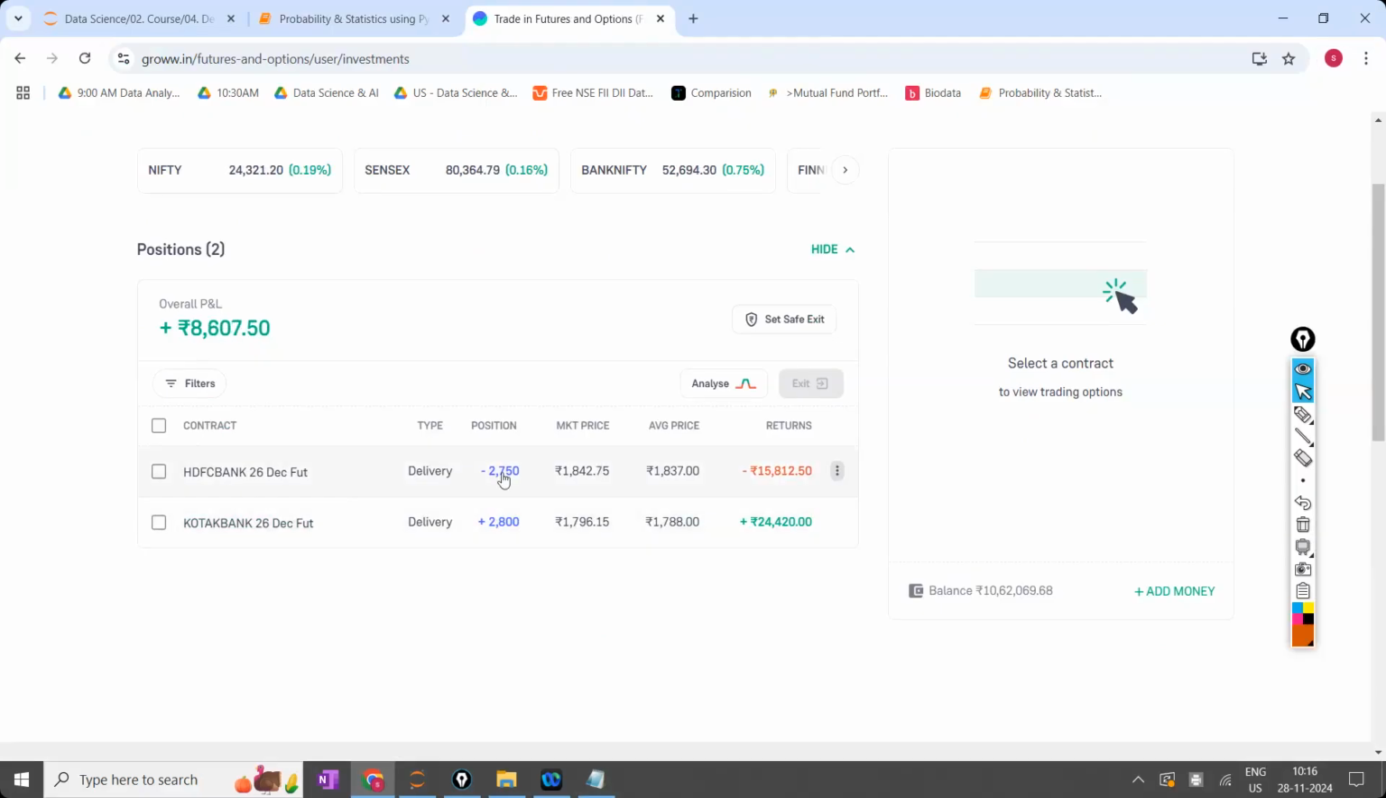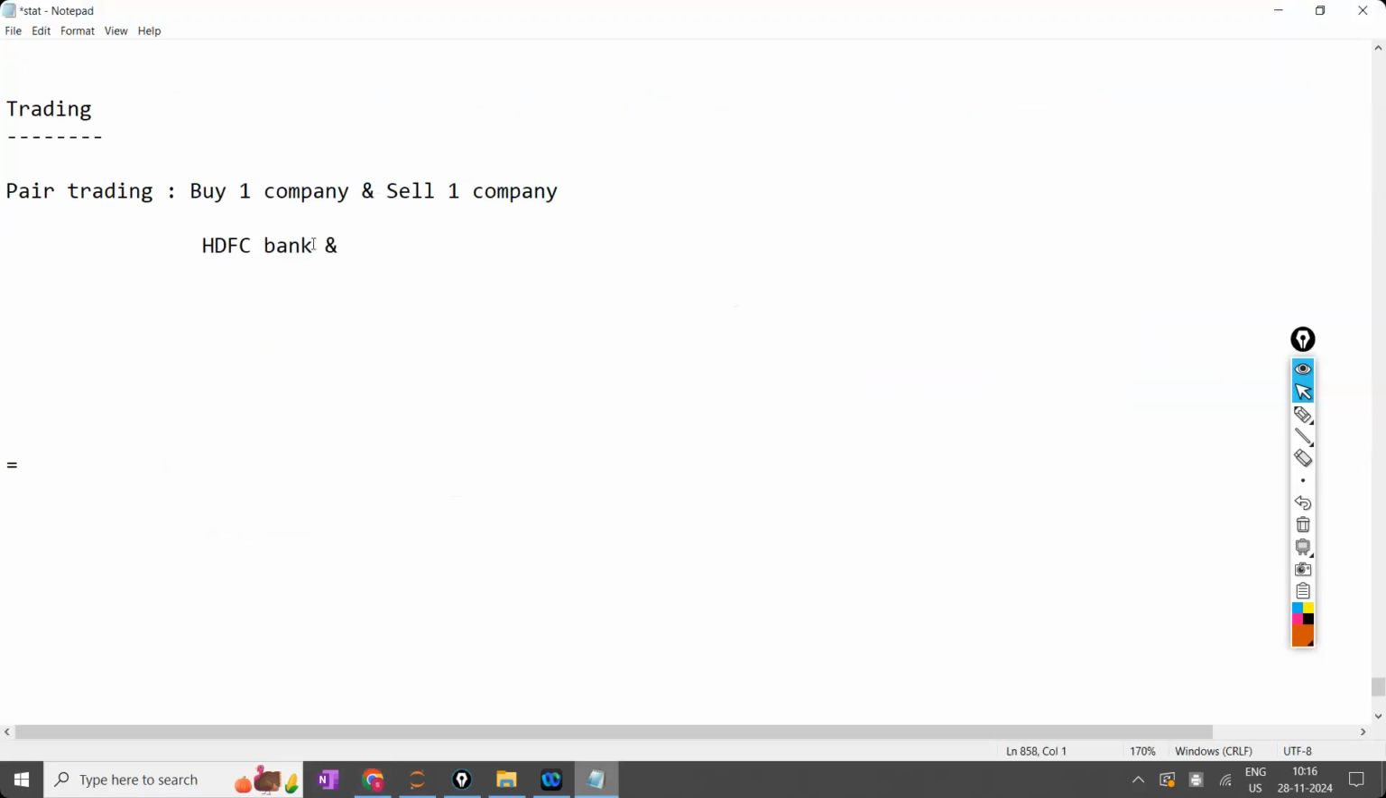In HDFC Bank, minus 2,750 shares are there. A 1 rupee increase in Kotak Bank will give me 2,800 rupees. A 1 rupee increase in HDFC Bank will give me a minus 2,750 rupees loss. Okay, this is the one. Now, what is the strategy I have developed? In this strategy, I'm going to buy Kotak Bank and sell HDFC Bank.